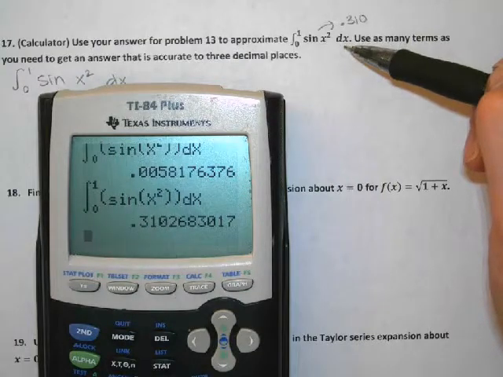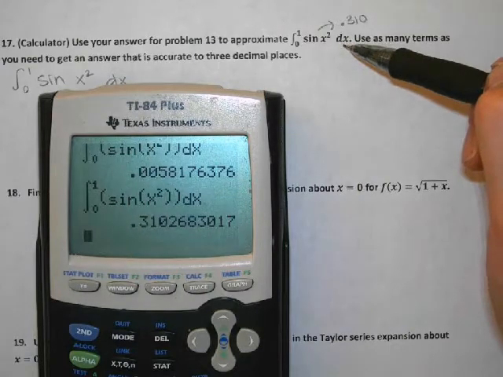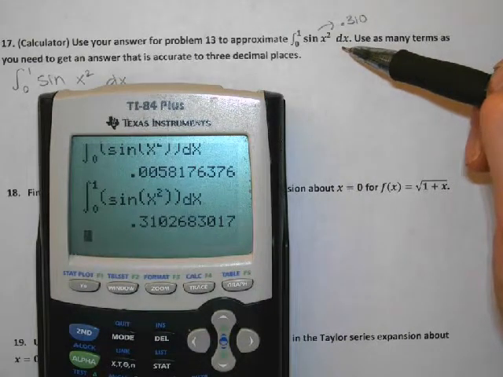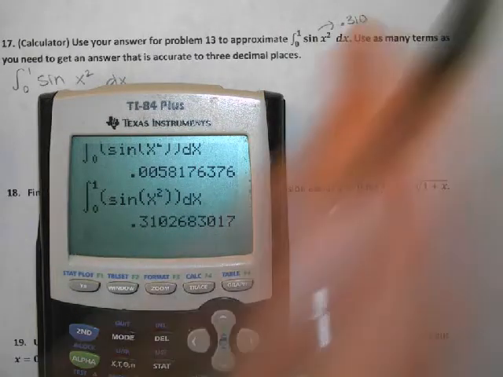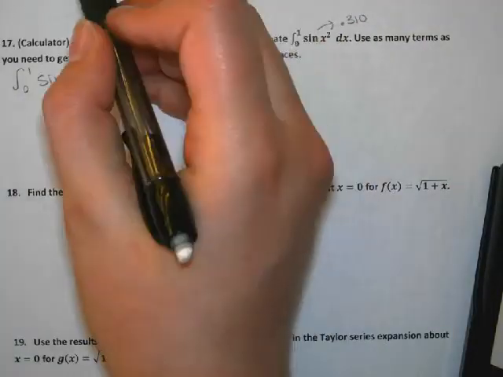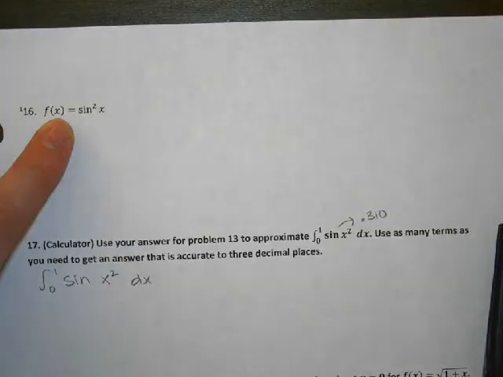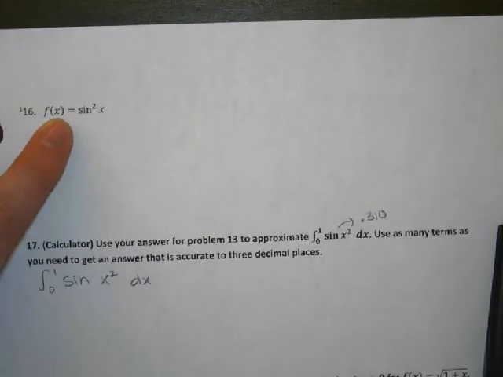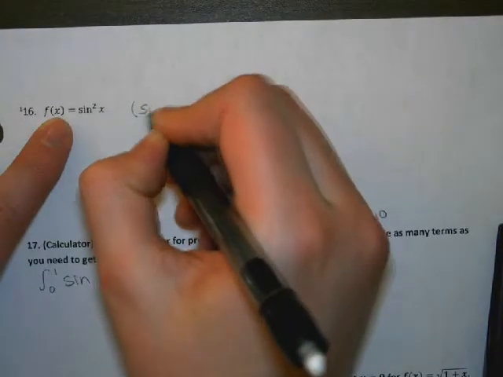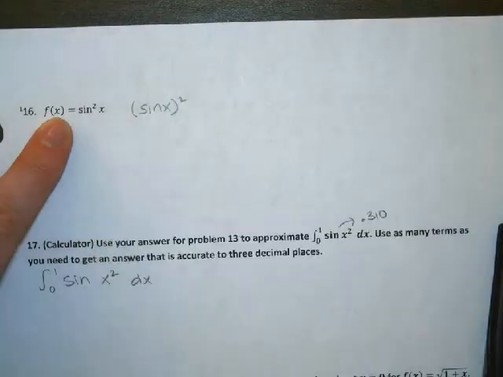Are you guys ready? I have a question. Yeah. I was looking and it's 16. Is that different than 13? It's different because, so this is a great question. Number 13 said sine of x squared. Sine squared x really means sine x squared.